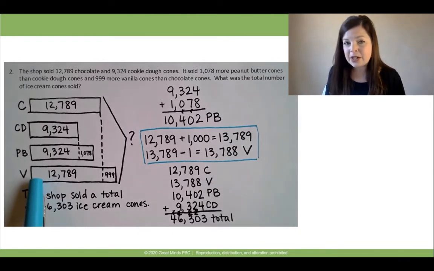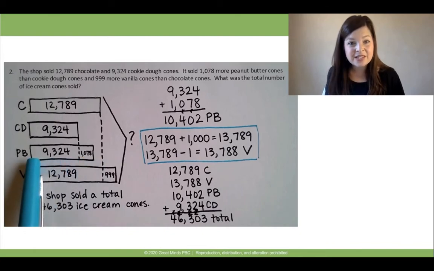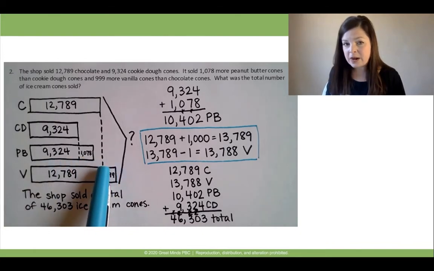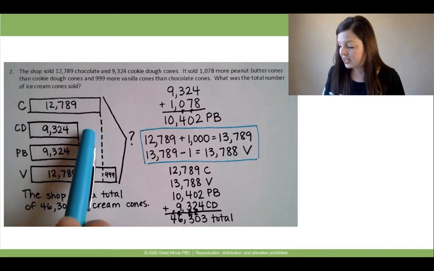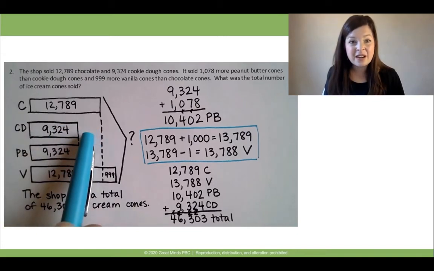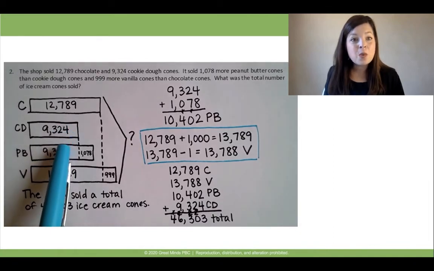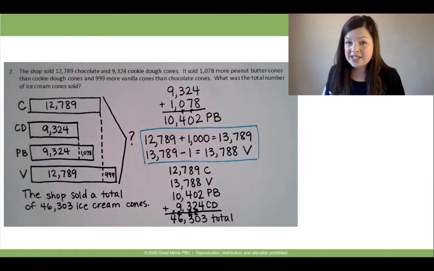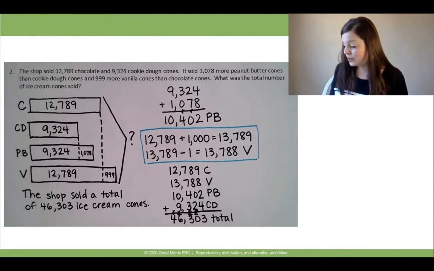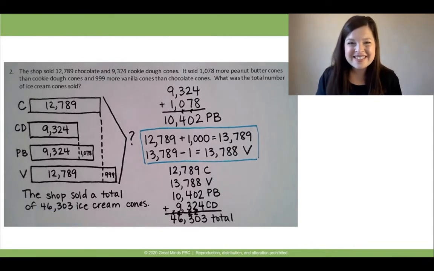And then the peanut butter cones, that would be about 10,000, and if I took this little part here from the vanilla and put it here with the cookie dough, that would make another about 10,000. So these two together would make 20,000. 26,000 plus 20,000 is 46,000. And that's really close to what we got. So we know our answer is reasonable.